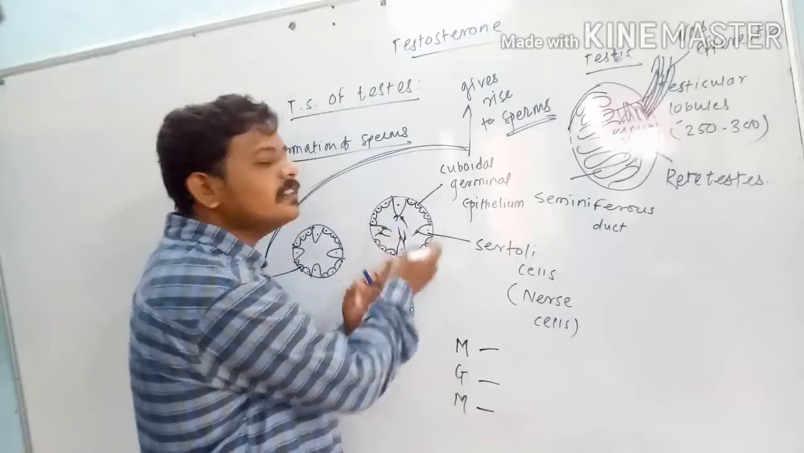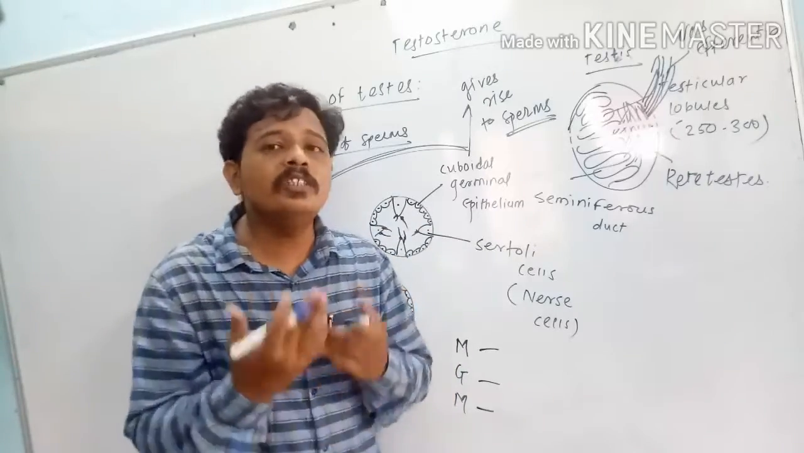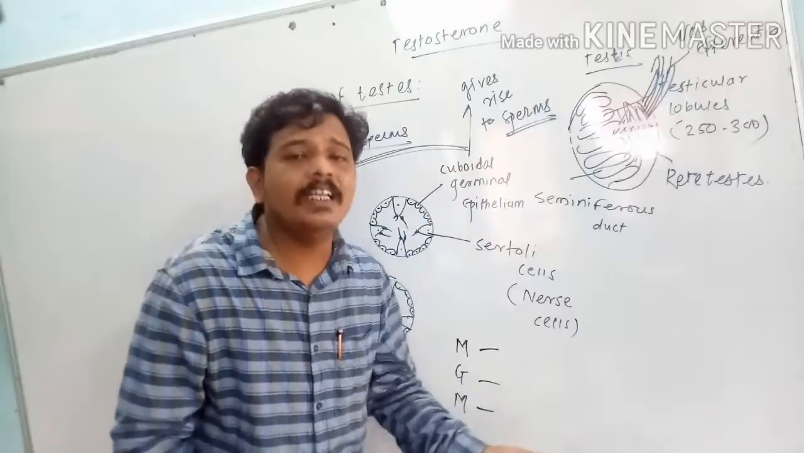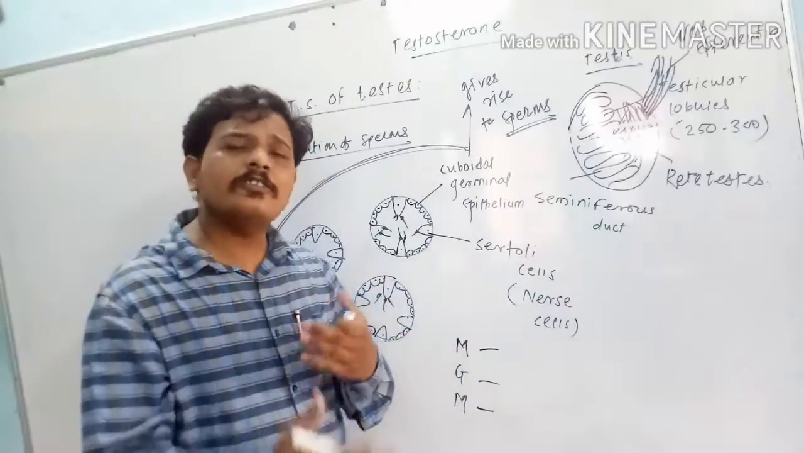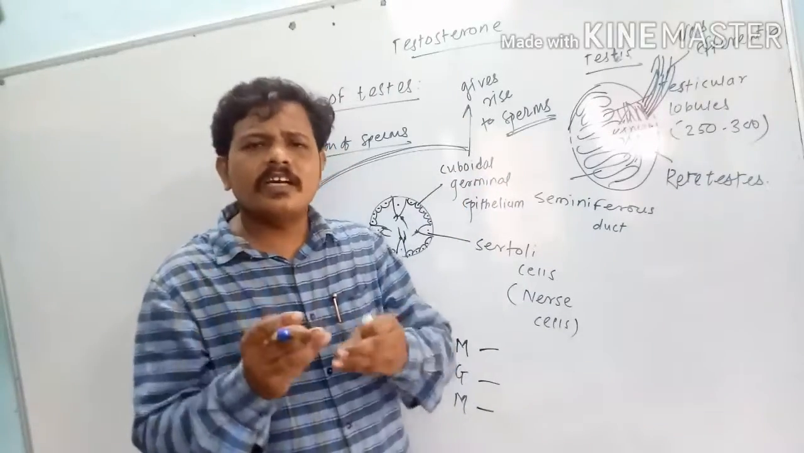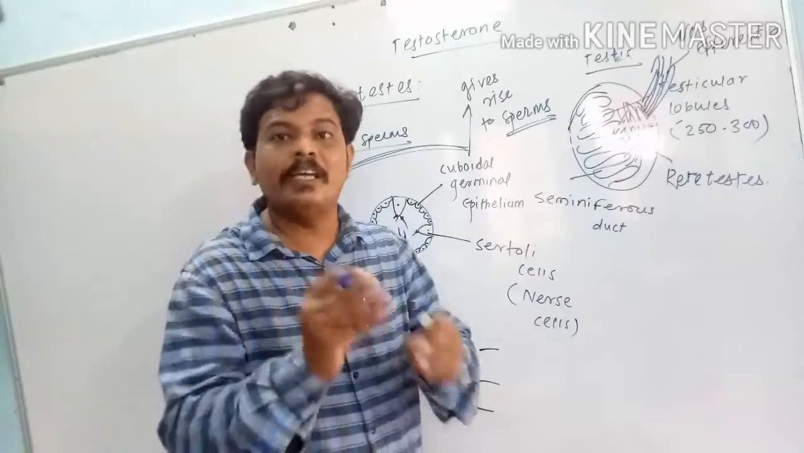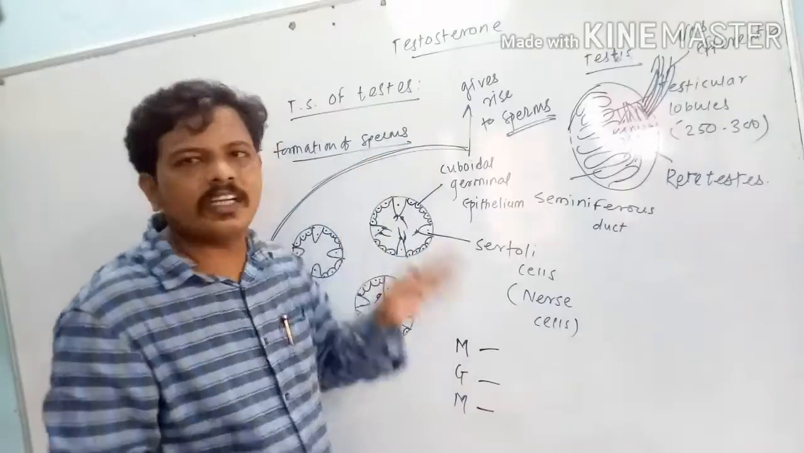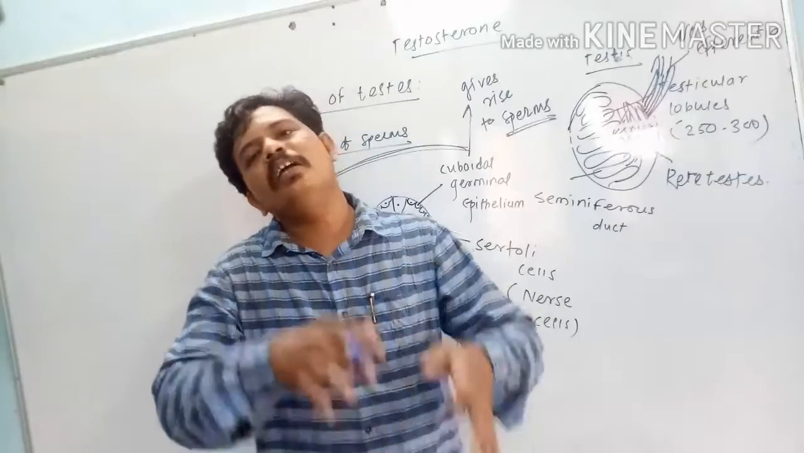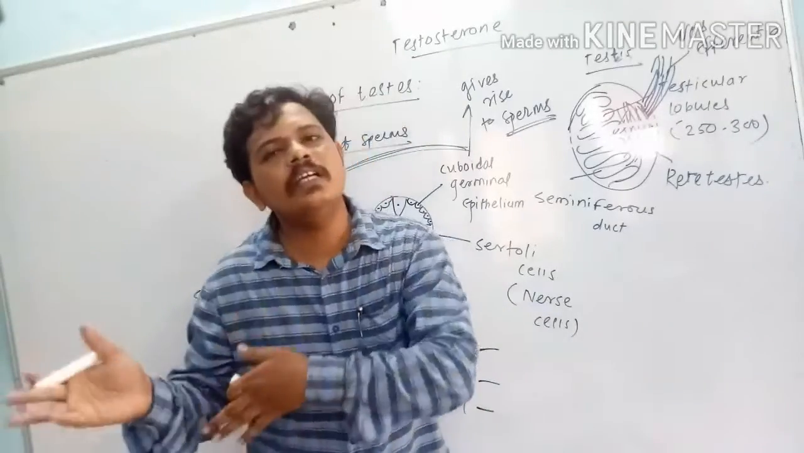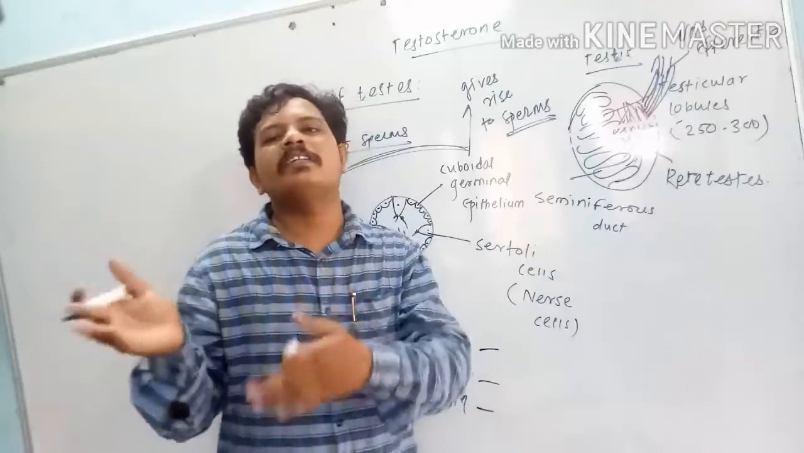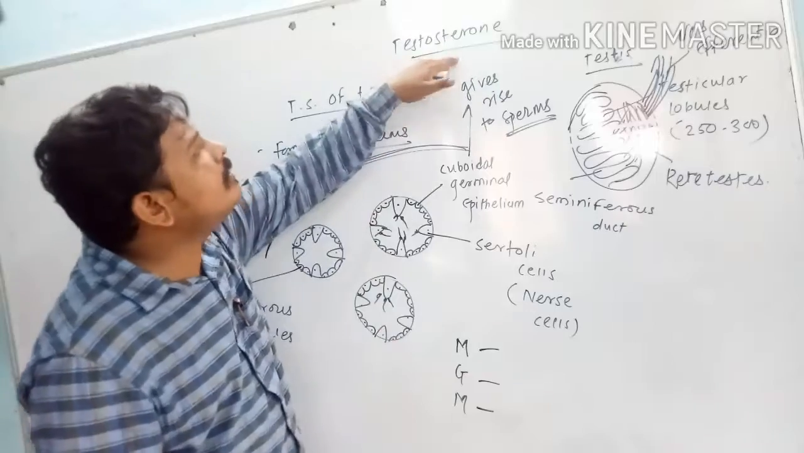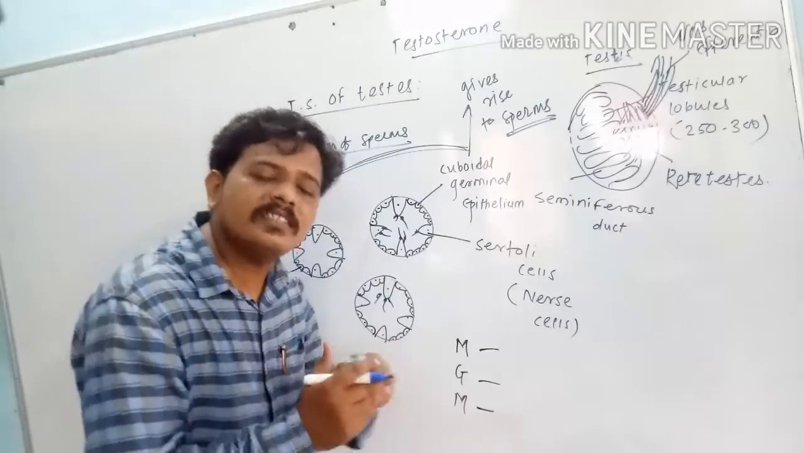Sperms are formed inside the seminiferous tubules, from which cells they are produced or gives rise from the cuboidal germinal epithelium cells, or these cells are also called germ cells. You can simply call them germ cells, male germ cell and female germ cell. So male germ cells give rise to sperms. In the same way, female germ cells in the ovary give rise to female gamete, that is ova or oocyte or ovum. Okay, now where this testosterone is formed, where it secretes.